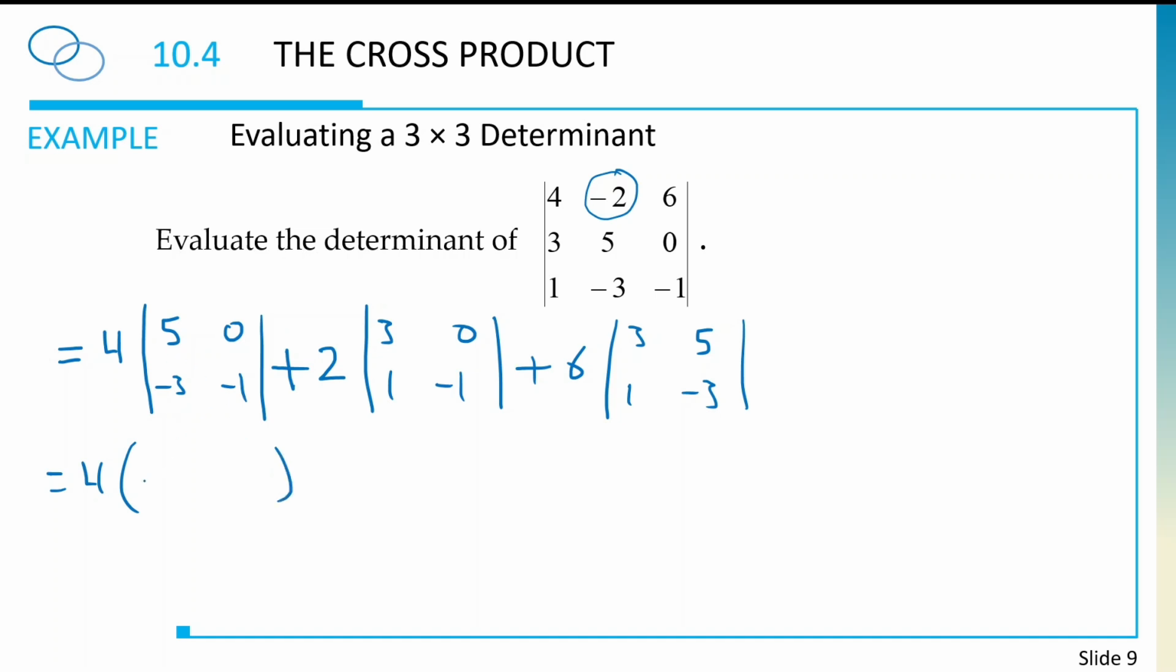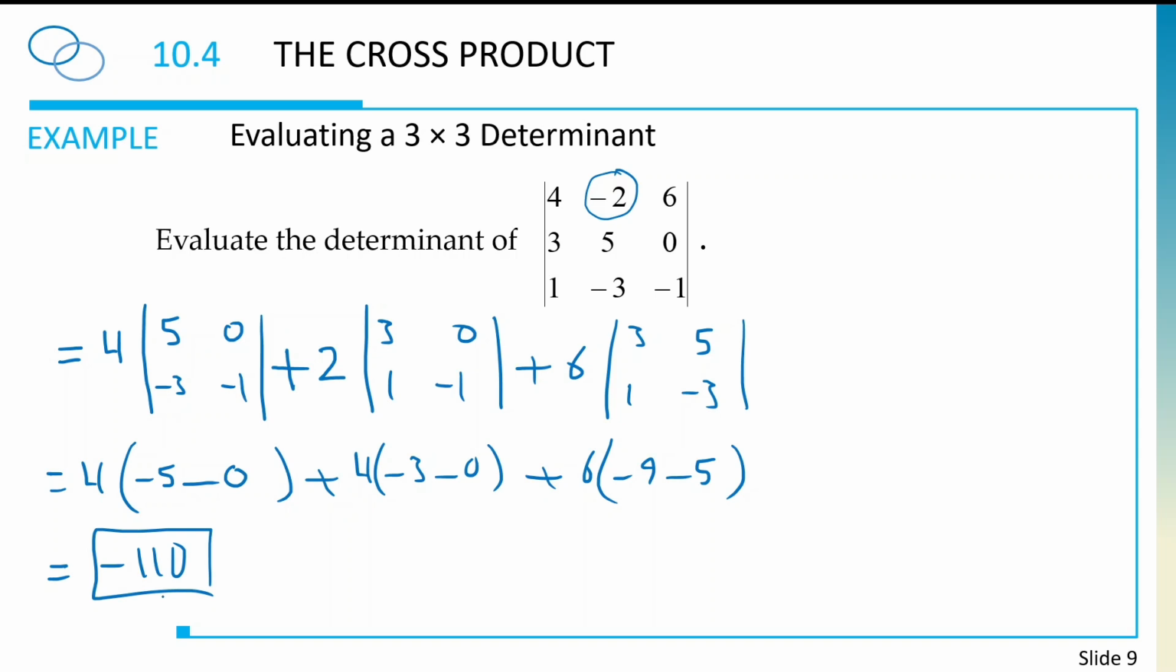5 times negative 1, negative 5, negative 0, plus 2 times negative 3, negative 0, 6, negative 9, negative 5. If you do the calculation for this one, it would be equal to negative 110. So this is equal to negative 110. Okay, very simple, easy, how to find the determinant of 2 by 2 or 3 by 3 matrices.